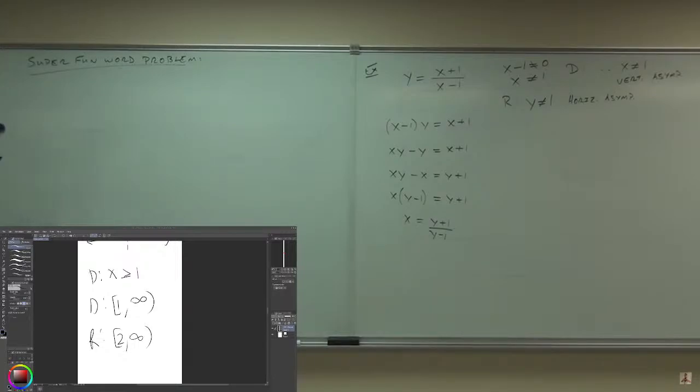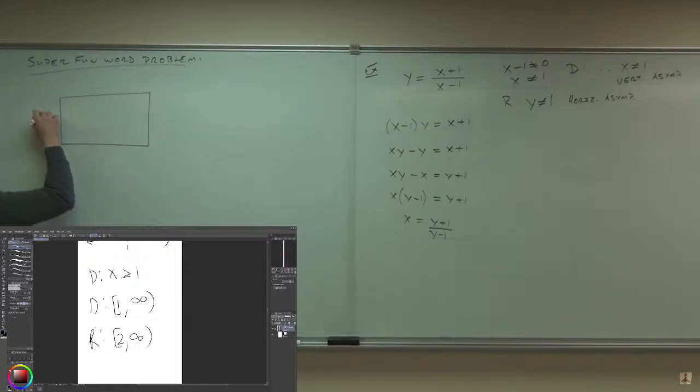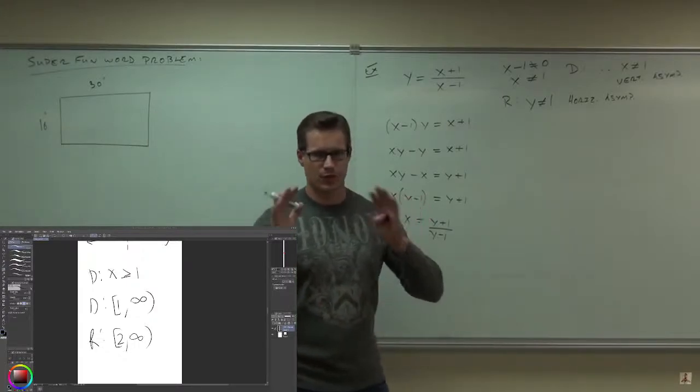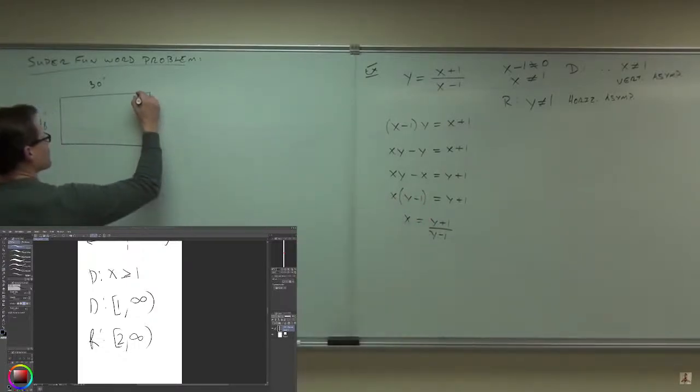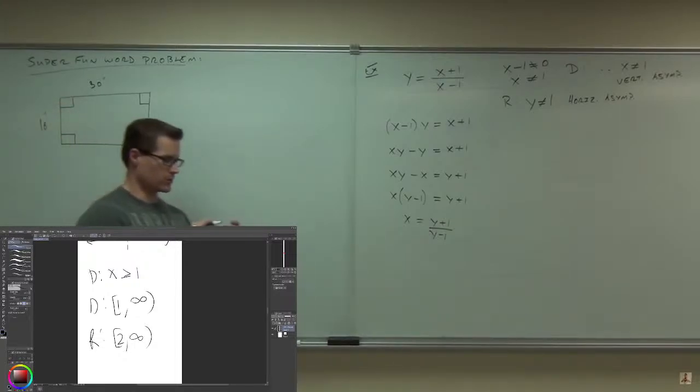So our box idea is we're going to take a piece of cardboard that is 16 inches by 30 inches, and we're going to make a box by cutting out squares in the corners and folding up the sides. Tell me what you know about the squares.